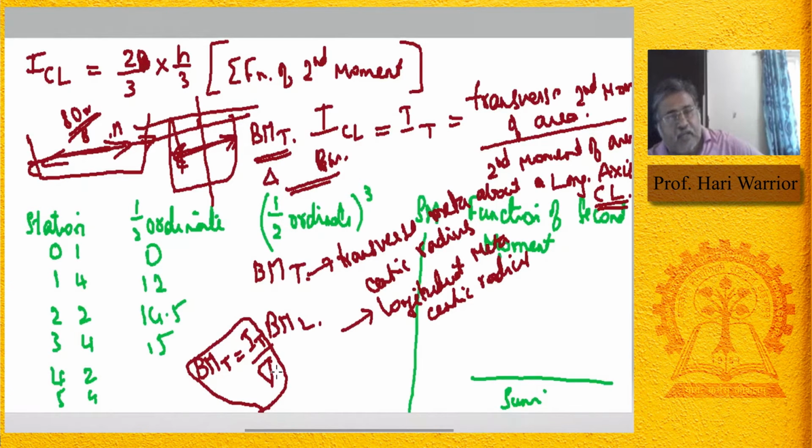Okay, so KB we don't need here. So you take that volume del, put it here. IT divided by del will give you BMT. That will give you the transverse metacentric radius. Okay, that is that problem. Slightly big problem.